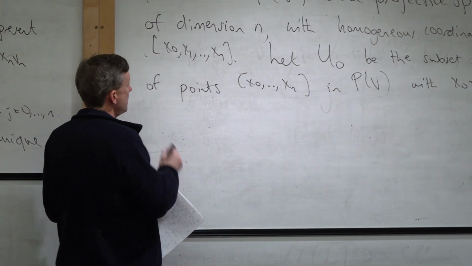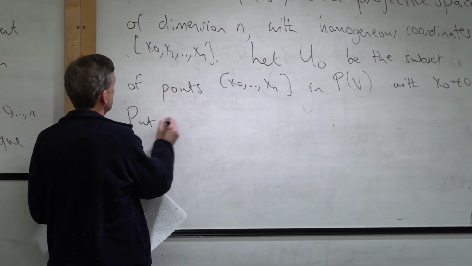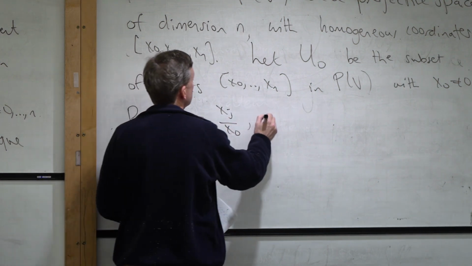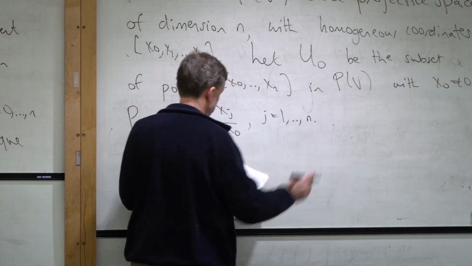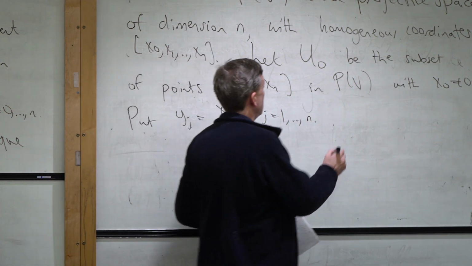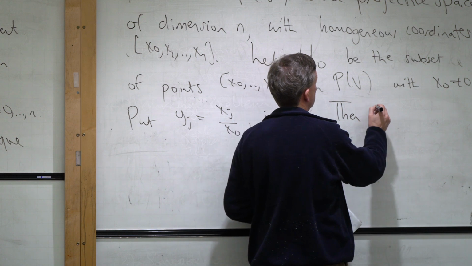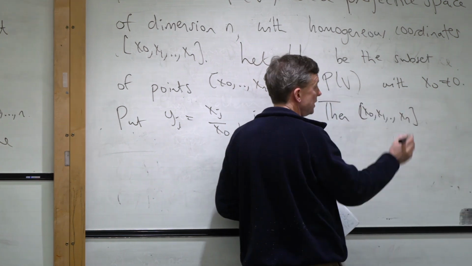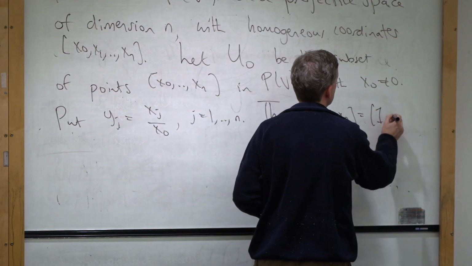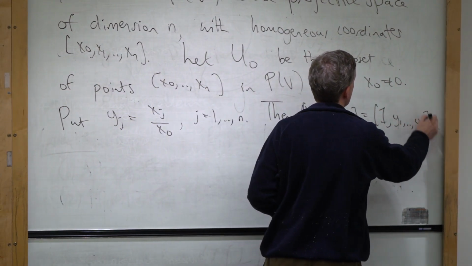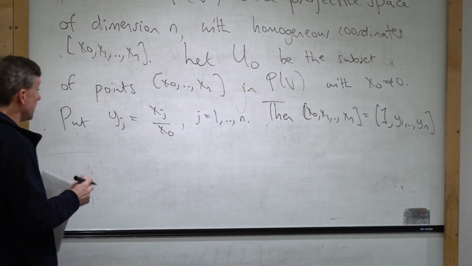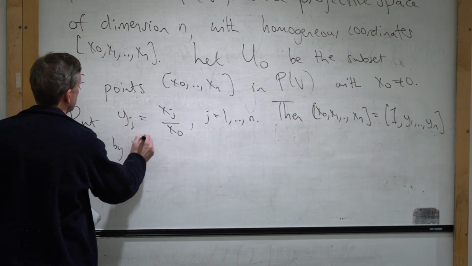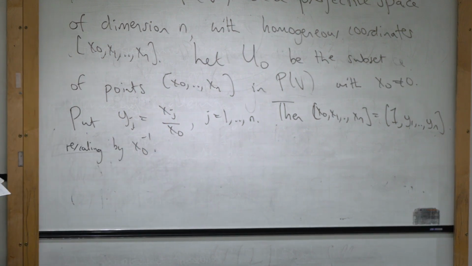And then for a point in here, we can put yj is xj divided by x0, for j is 1 to n. And then [x0, x1, ..., xn] is equal to the point [1, y1, ..., yn], just rescaling by x0 inverse. Okay.